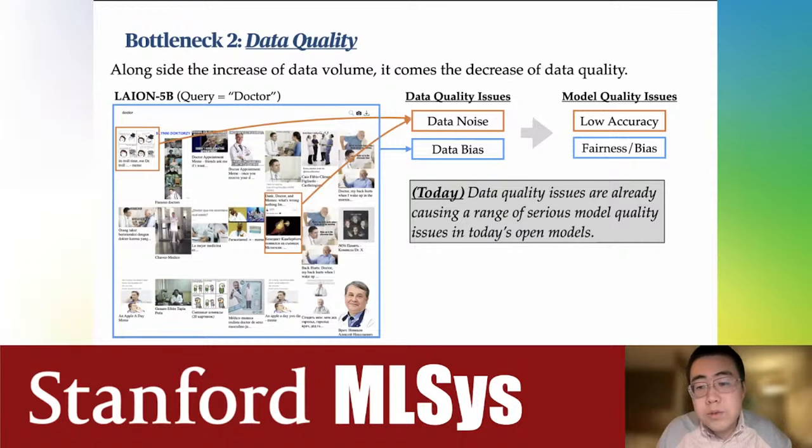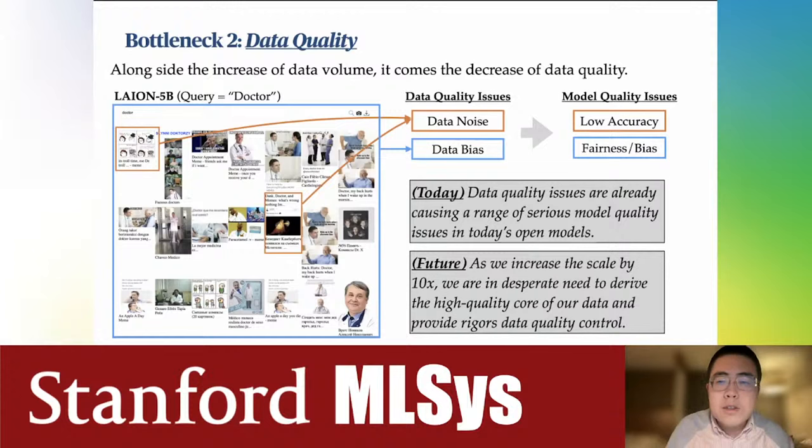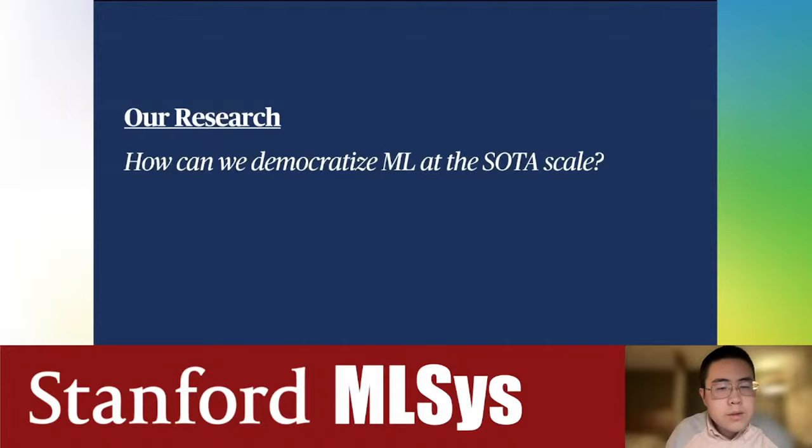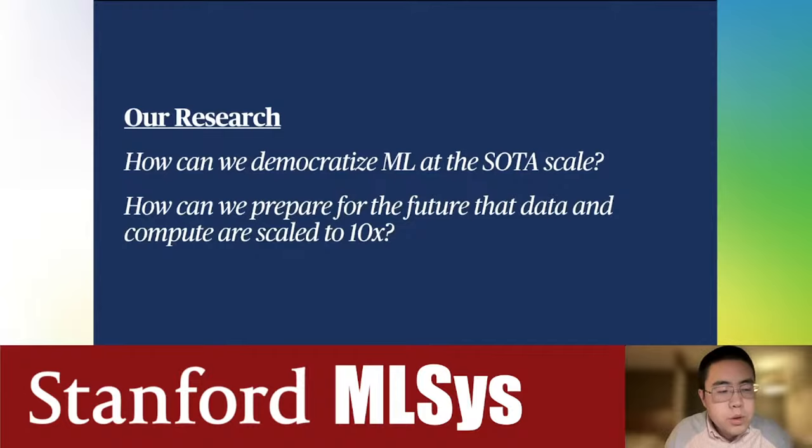And looking to the future, if you want to scale up the data set by another 10 times, right? We cannot simply collect more and more data and push it into our model. We are in desperate need to derive a high quality core of our data to push into our model, what is actually important and clean, and also to provide rigorous control of data quality. So our research is centered on these two bottlenecks. We try to understand, if we want to do machine learning at today's scale, how can we make it as cheap as possible? And second, how can we prepare for a future where both the data and the compute are going to be scaled up by another 10 times?